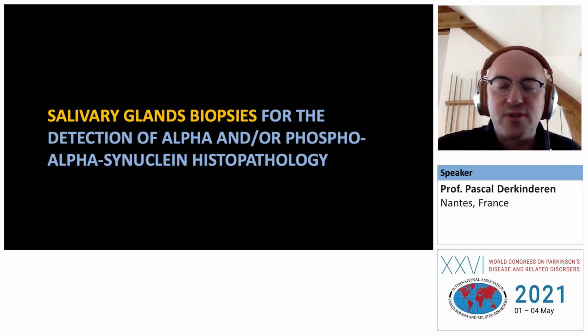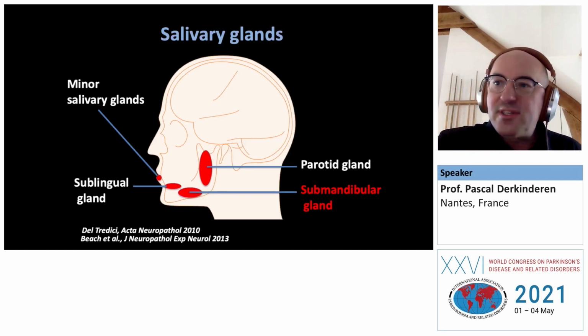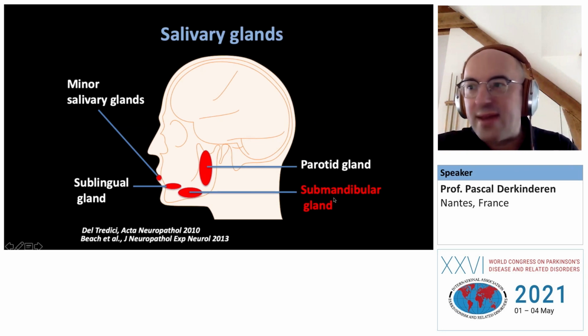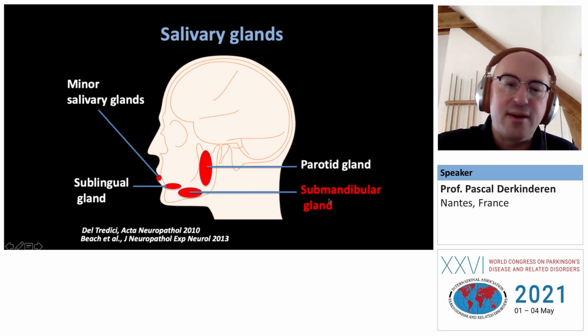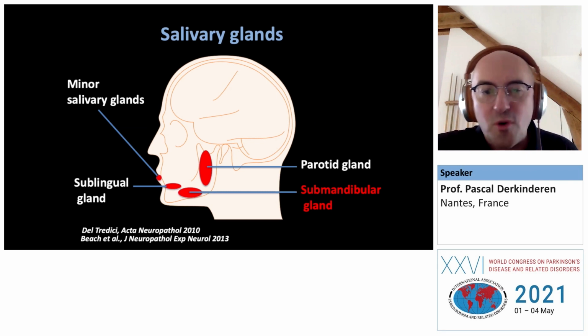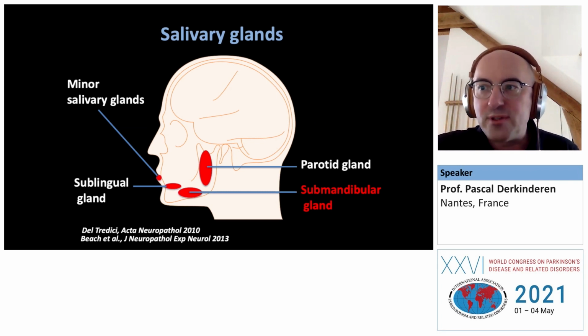So let's move on to the salivary gland biopsies. Autopsy studies have consistently shown that the submandibular glands, here in red, are affected by the Lewy pathology, so the pathological process in PD, in almost all PD patients who were analyzed. This explains why most of the existing studies on salivary glands in living subjects have focused on these submandibular glands.